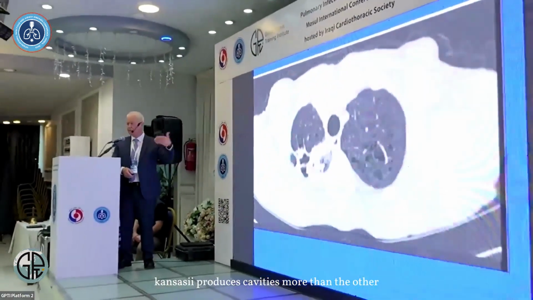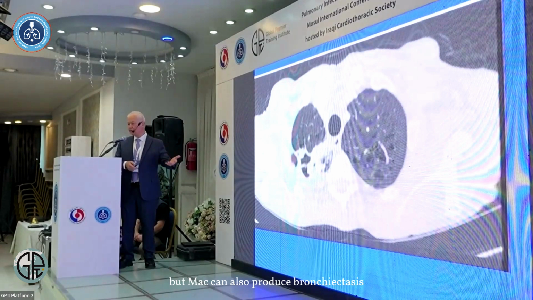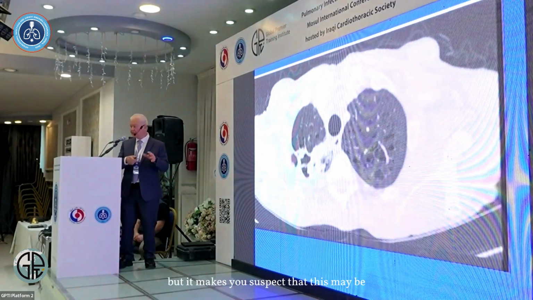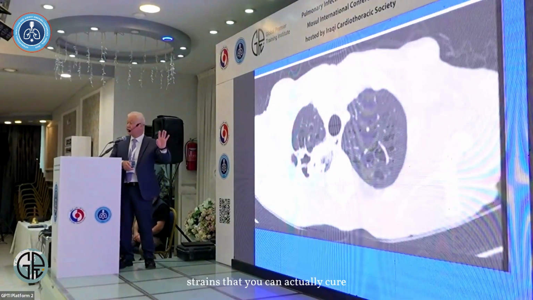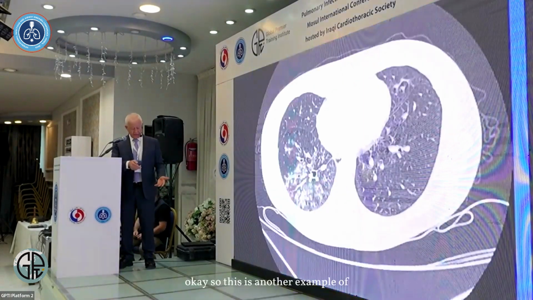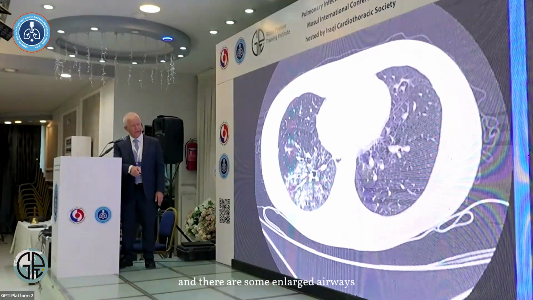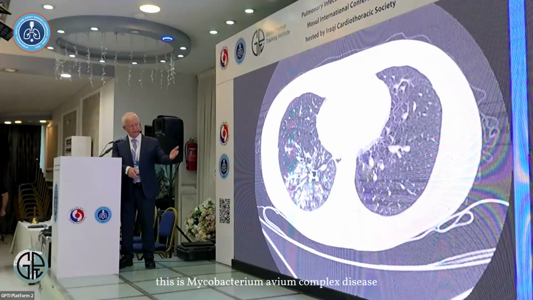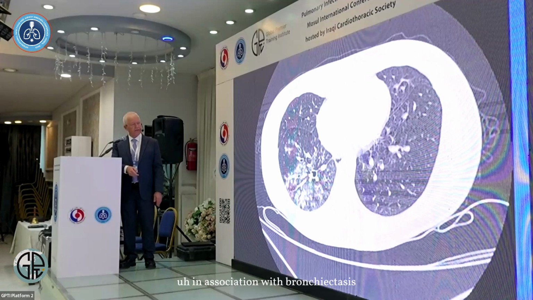Kansasii produces cavities more than the other, and MAC can produce cavities as well, but MAC can also produce bronchiectasis. So it's not specific, but it makes you suspect that this may be it. And this is one of the strains that you can actually cure in the majority of patients, Mycobacterium kansasii. Okay, so this is another example. You can see here there is tree in bud. This is more classical tree in bud appearance, and there are some enlarged airways with the signet ring appearance and some changes here. Usually it's multi-lobar. This is Mycobacterium avium complex disease in association with bronchiectasis.